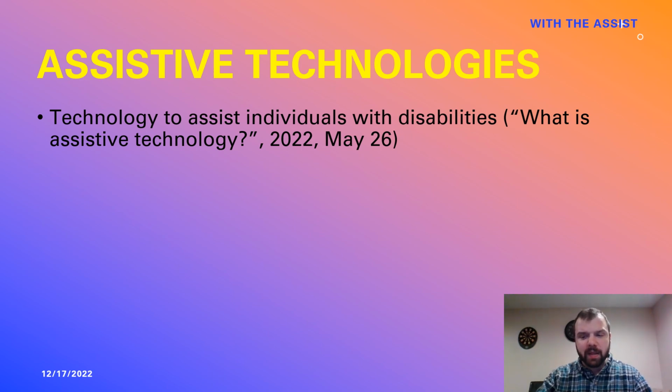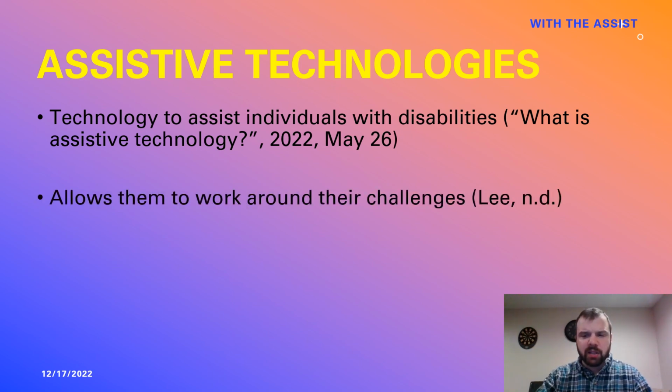Andrew Lee tells us about assistive technologies on a website called Understood, which is a website dealing with students with disabilities. Lee tells us that assistive technologies allow students to work around their challenges rather than having to suffer through them. This does not mean that the work will automatically be easy. Rather, it will make the work reasonable and possible.